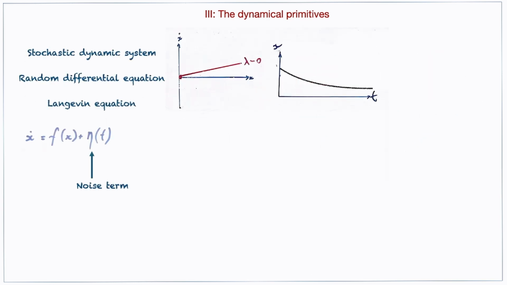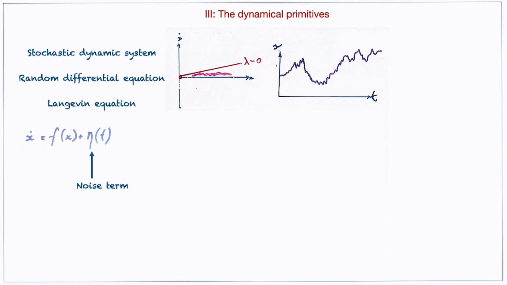Now we're going to add noise. We had flows, and we're going to add the noise term. Stochastic dynamical system, random differential equation, Langevin equation, all used interchangeably. Victor showed this. The noise, when the attraction is weak, lambda close to 0, allows the system to explore the region of the fixed point.